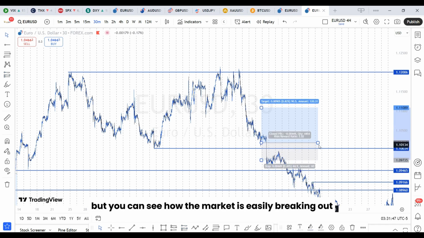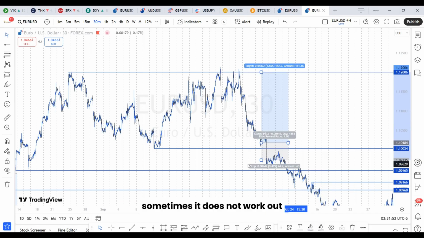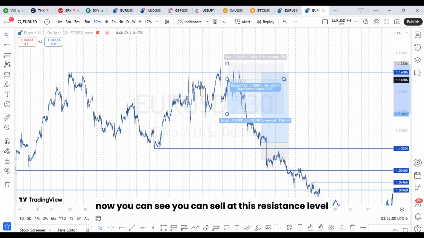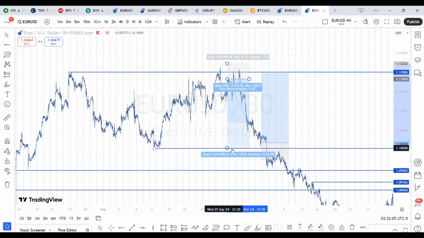But you can see how the market is easily breaking out through support and resistance levels. Sometimes it works out, sometimes it does not. That's why I don't trade support and resistance that much. The win rate is very low. Now you can see you can sell at this resistance level, this is a resistance level at the high here. You can sell at this resistance level.